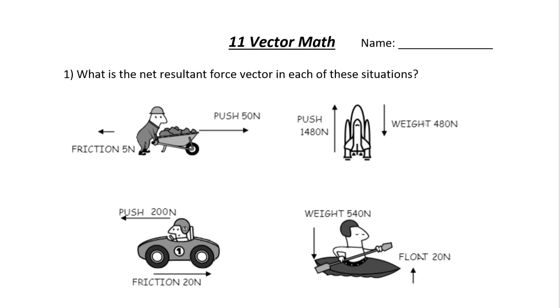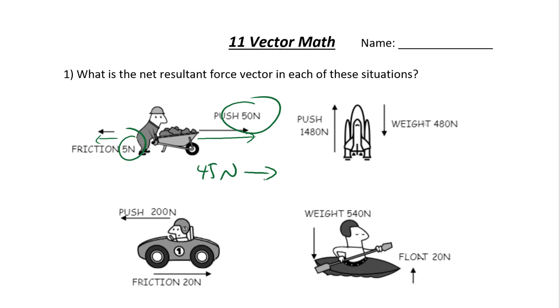So you have the first one there, a guy pushing a wheelbarrow. If he's pushing forward with 50 and friction would be 5 newtons back, it's basically a vector going to the right, putting it together with a vector going to the left. Obviously, it would be 45 newtons to the right. That would be the net force vector, just putting those 2 vectors together.